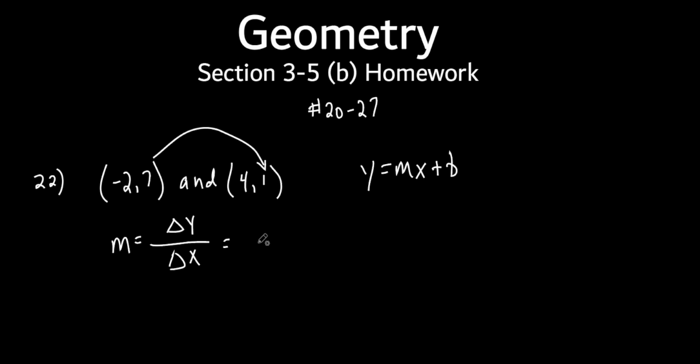So if I go 7 minus 1, that's fine. You could have gone 1 minus 7 if you wanted to. All right? I don't know. I just like to go to the first one minus the second one. That's just my preference. But what do you have to do with the x now? You have to go in this order. If I went 7 minus 1, I have to do what? What are my numbers? -2 minus 4. Does everybody see what we're doing there?